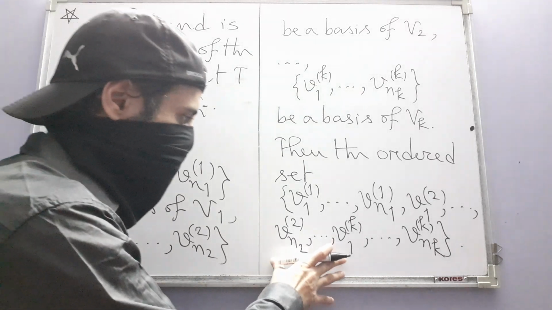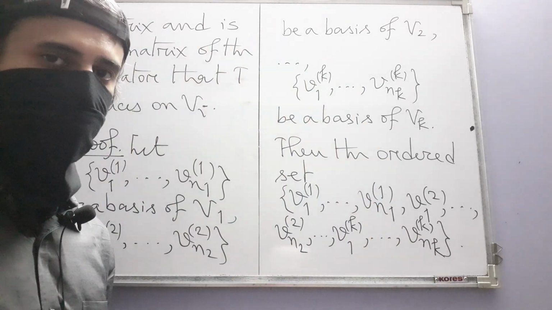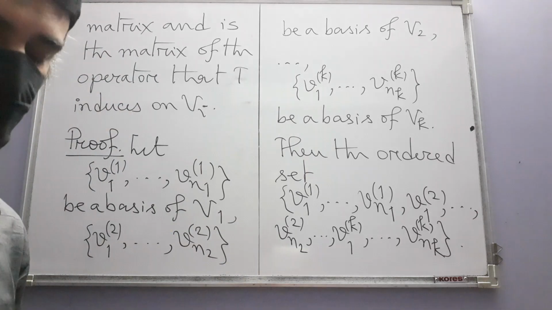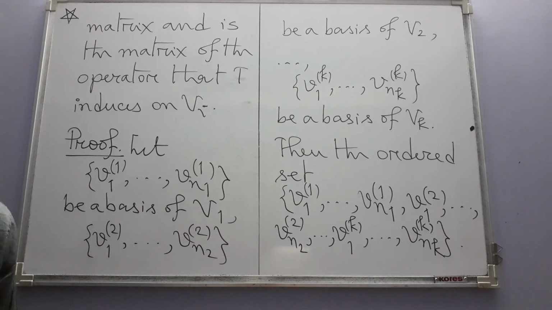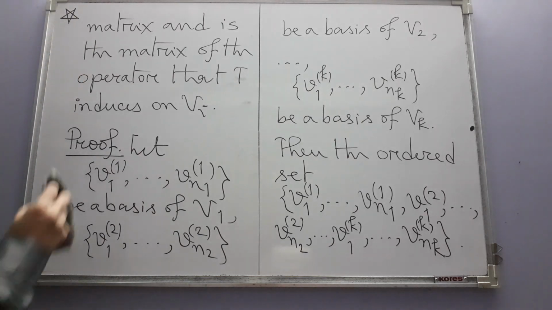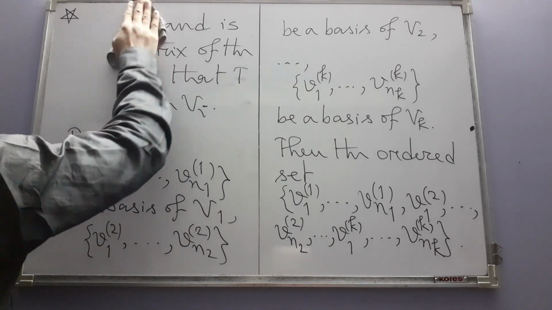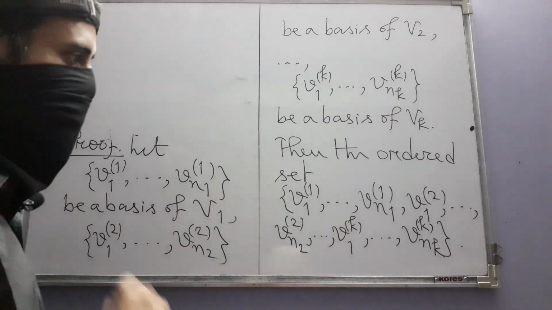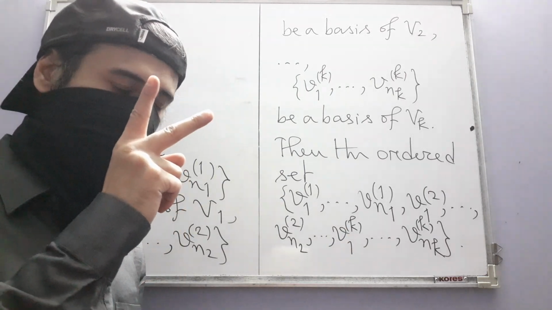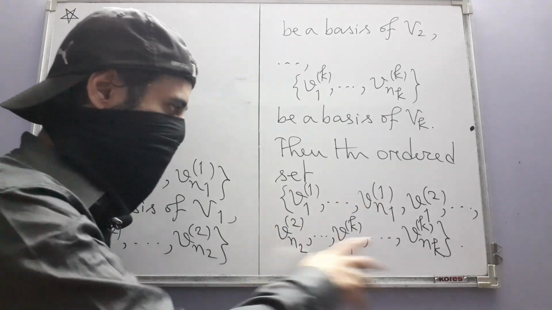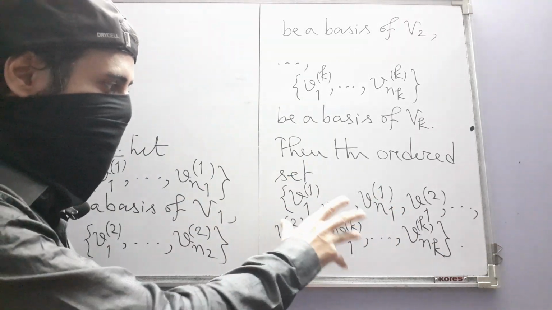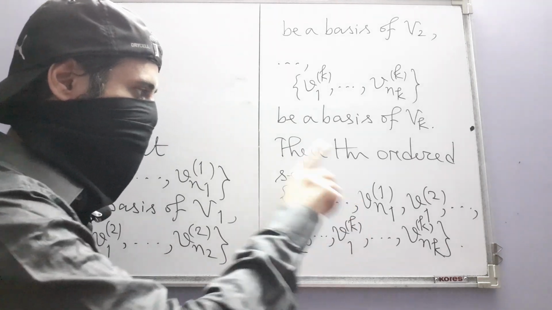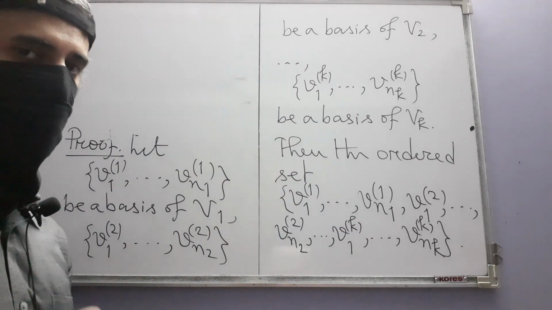It turns out that this is a basis of V, and I won't prove it. I am leaving this to you, but I will give some hints on how to prove it. I mean, you already know how to prove it, but still I will tell you some points. What is it that you have to do to prove that this is a basis for V? You have to prove two things. One is that this set is linearly independent over the underlying field F. And the second thing is that it spans the space V.